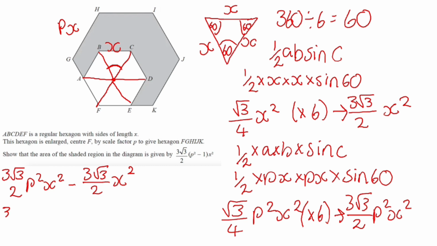So we have got 3 root 3 over 2. And what they've also done is factorised out the x squared on the other side of the bracket. Because both have x squared in them, so we have got p squared, subtract 1, and then on the outside we have got x squared. And that is your answer, and that would get you all the marks and has demonstrated what they have asked for.